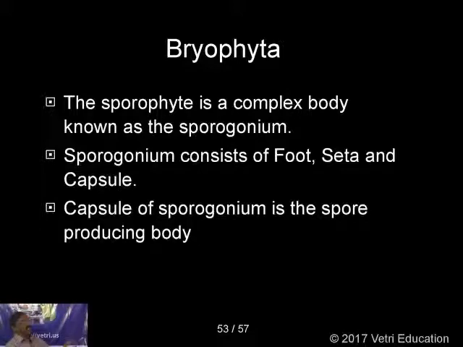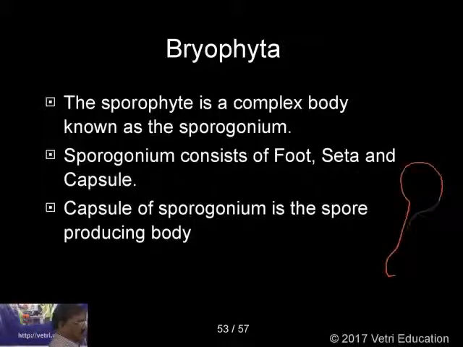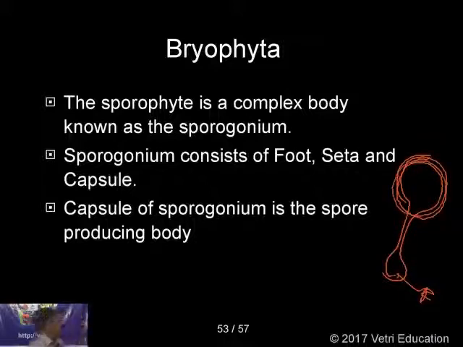The sporophyte is a complex body known as the sporogonium. The sporogonium consists of foot, seta and capsule. Three structures we can find in this, but some species have some structures, some have other structures. The lower portion is called the foot, from which it absorbs food material from the gametophytic plant. This is a seta, the stalk-like structure. Above you can find a capsule. This is the proper sporogonium. The capsule of the sporogonium is the spore producing body.